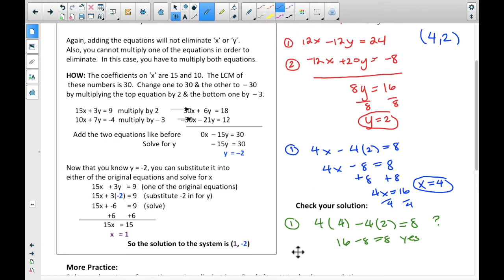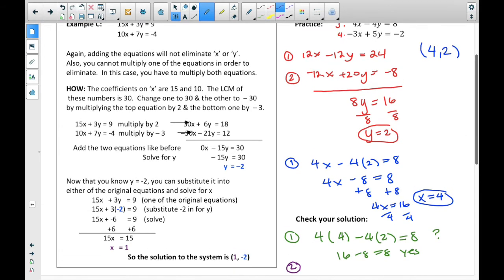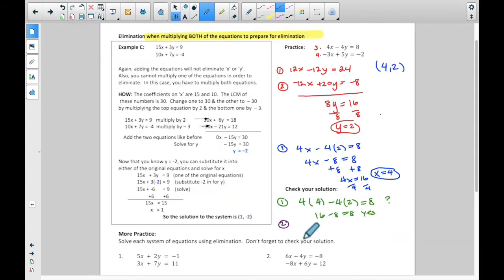Now I want to check the bottom equation. So the bottom equation, I have to go back and look again. The bottom equation, negative 3 times x, which is 4, plus 5 times y, which is 2, is equal to negative 2. And again, I'm asking myself that question, does that equal negative 2? This is a negative 12 plus 10. Yes, negative 12 plus 10 does equal negative 2. So both of those do work. So that is the correct answer.